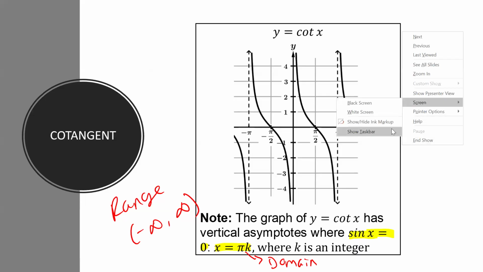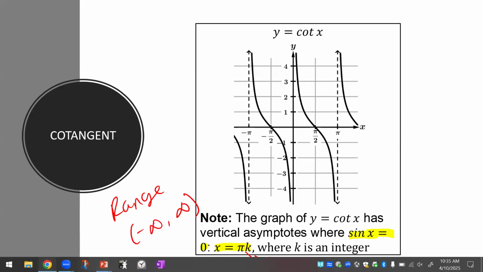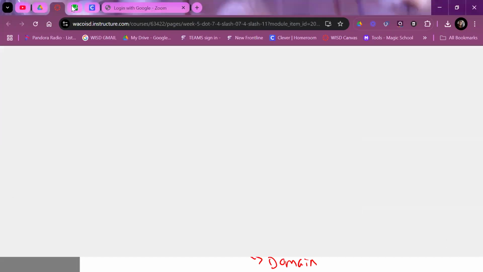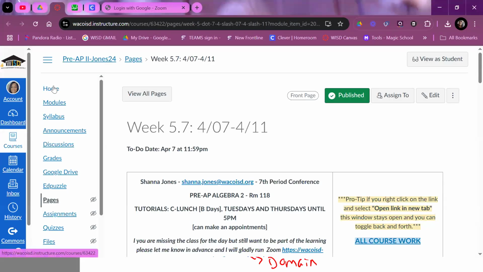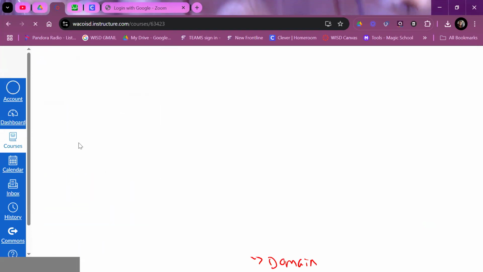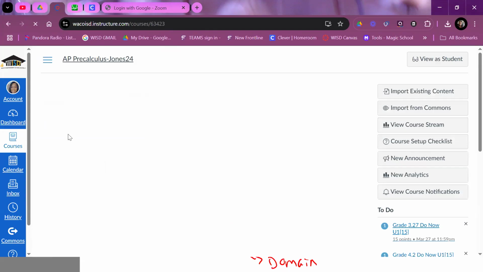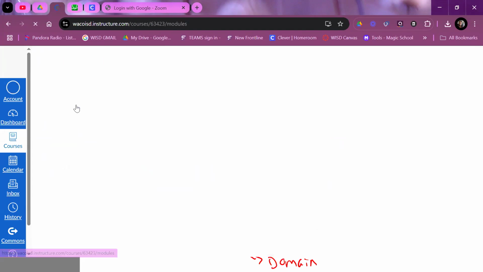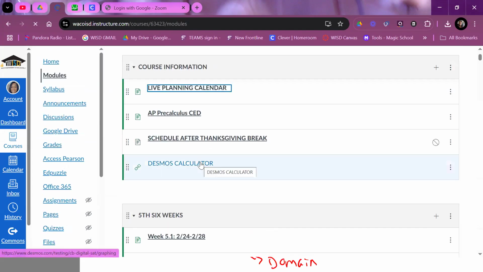However, let me double check. I don't want to misquote. I want to make sure I go to the right Desmos so that it's accurate. I should have it saved, but I don't. So that you know the type of Desmos that you're working with for the AP test, remember, I put the link on your modules page. So if you want to make sure you're using the correct Desmos at all times, it's right here.